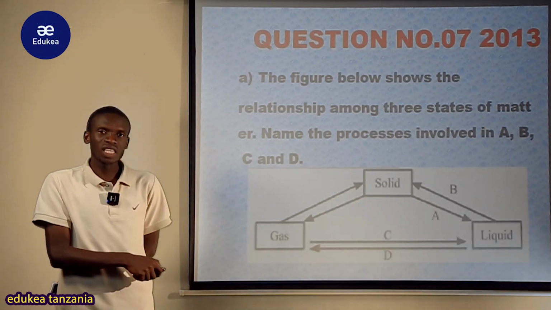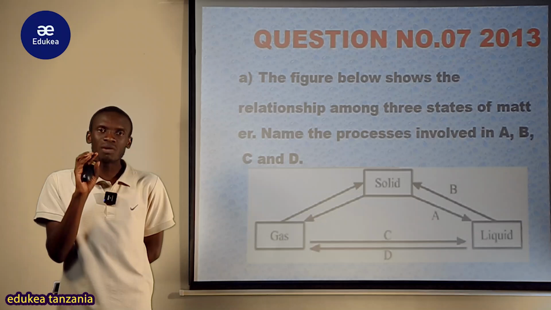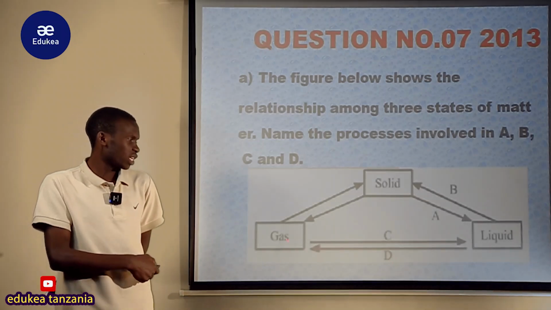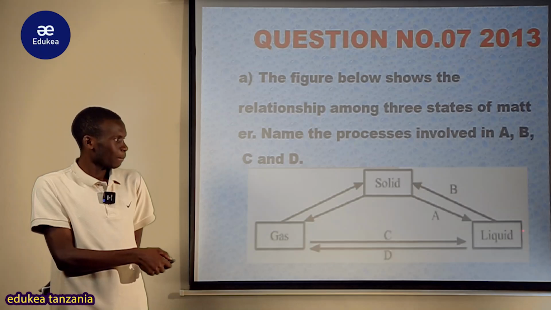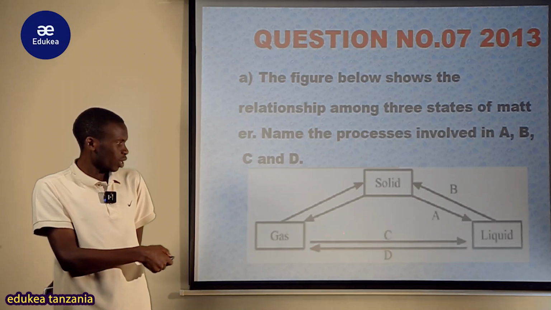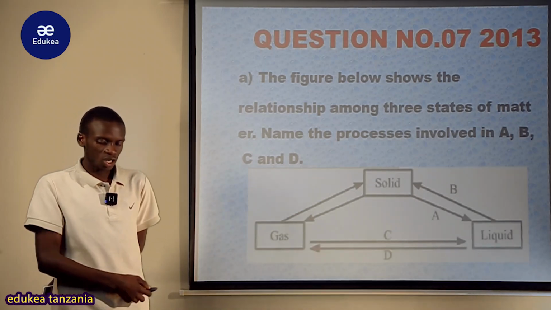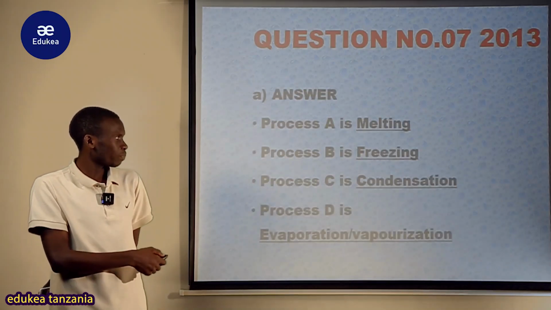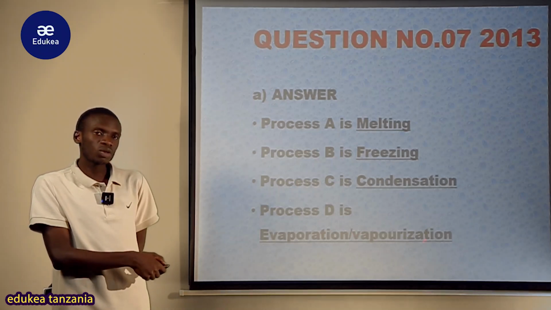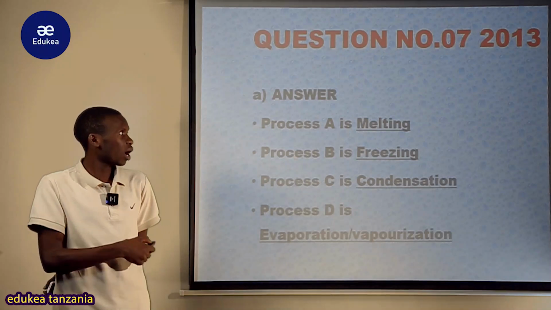So process inaitwa condensation. And from liquid to gas, liquid inaweza kuchange kwenye gas kuform vapor. Kama ina form vapor, process inaitwa vaporization. So vaporization is the process of change of state from liquid to gas. So ndio inatakiwa jaza. Kwa A ilikuwa ni melting, B ilikuwa ni freezing, C ilikuwa ni gas to liquid, ilikuwa ni condensation, and D ilikuwa ni vaporization. So that was the answer. Kwa hiyo mwanafunzi anatakiwa ajibu tu, A ilikuwa ni melting, B ilikuwa ni freezing, C ilikuwa ni condensation, D ilikuwa ni vaporization or evaporation. That was the process number D. So mwanafunzi anatakiwa tu ajaze kama hivi. Hiyo ndio kwa jibu la mwanafunzi.